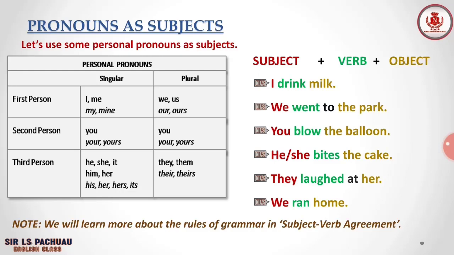Alright, if you take a look at the contents of your lessons from your textbook, you will see one lesson called subject verb agreement. Alright, we will learn some grammar rules here, when and where to use pronouns and nouns as subject, and what verbs follow the subject. Alright, that we will learn in subject verb agreement.